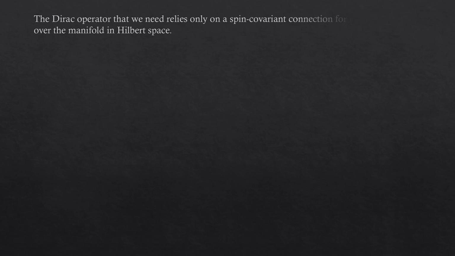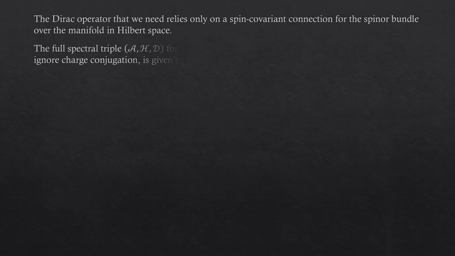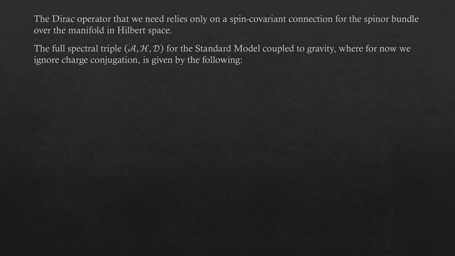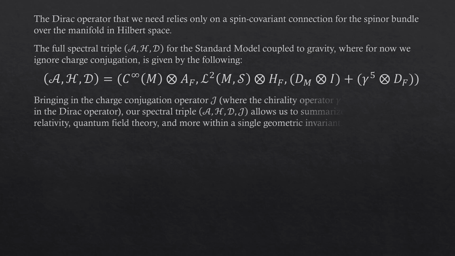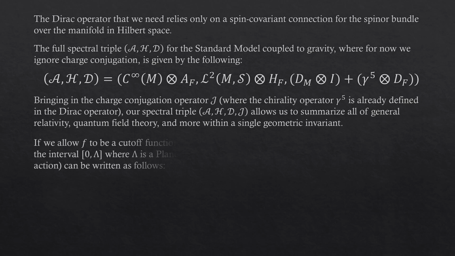The Dirac operator that we need relies only on a spin covariant connection for the spinor bundle over the manifold in the Hilbert space. The full spectral triple A, H, and D for the standard model coupled to gravity, where for now we ignore charge conjugation in particular, is given by the following. Bringing in the charge conjugation operator J, where the chirality operator gamma 5 is already defined in the Dirac operator, our spectral triple A, H, D, and J allows us to summarize all of general relativity, quantum field theory, and more within a single geometric invariant.